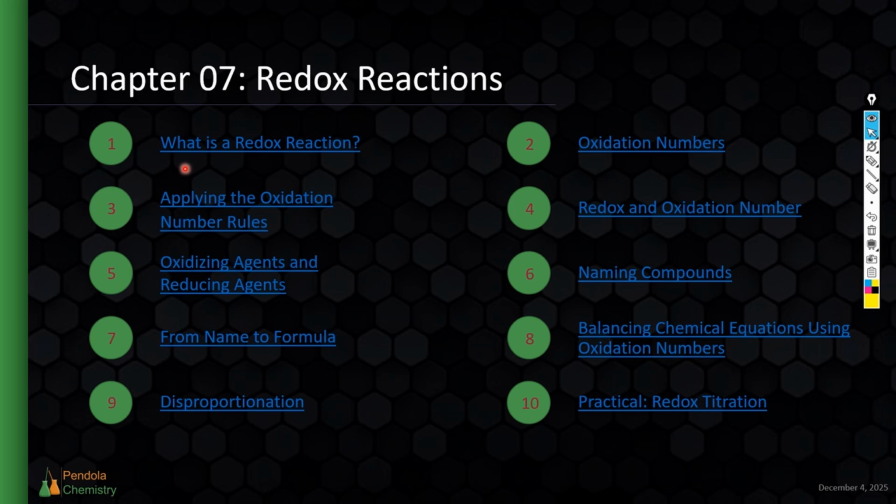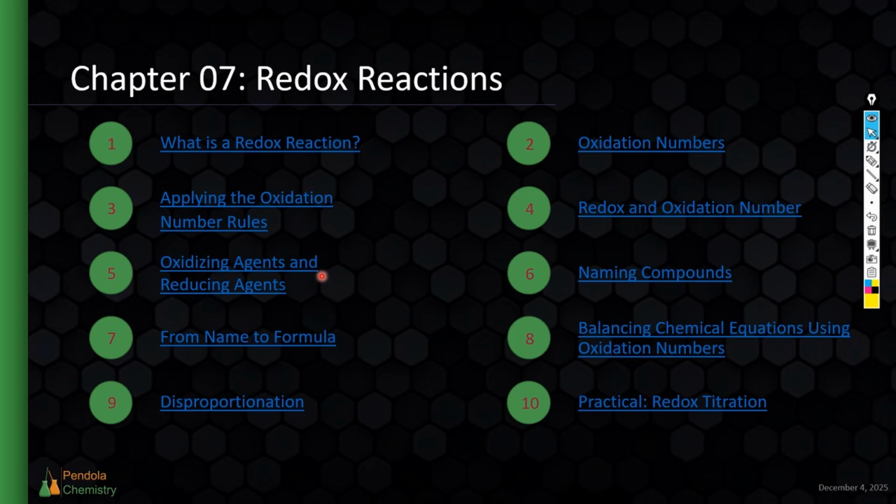The 10 sections will go through what is a reduction reaction, section 1, which we'll cover in this video, oxidation numbers in section 2, and then the application of those oxidation numbers and the rules in section 3. We're then going to look at redox and oxidation numbers in section 4, so how do those oxidation numbers apply to the reactions themselves. We're going to look at some vocabulary in section 5 when it comes to oxidizing agents and reducing agents.